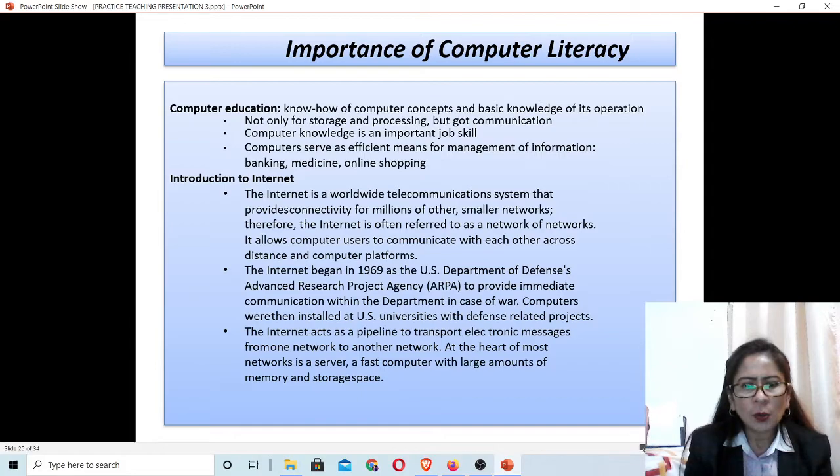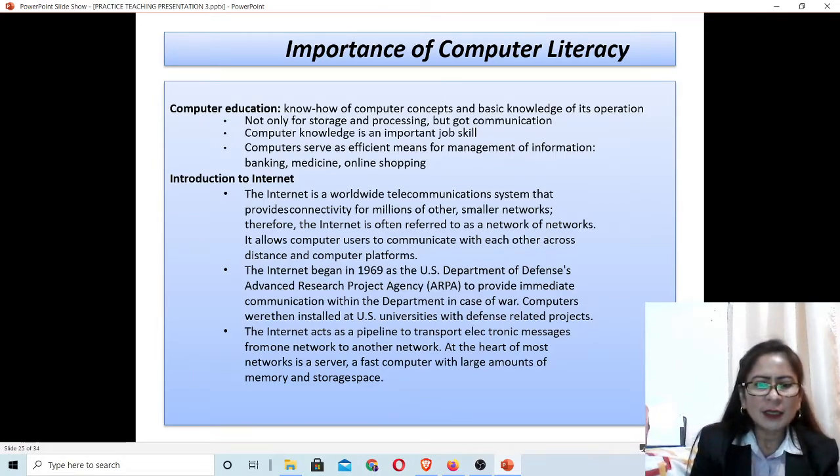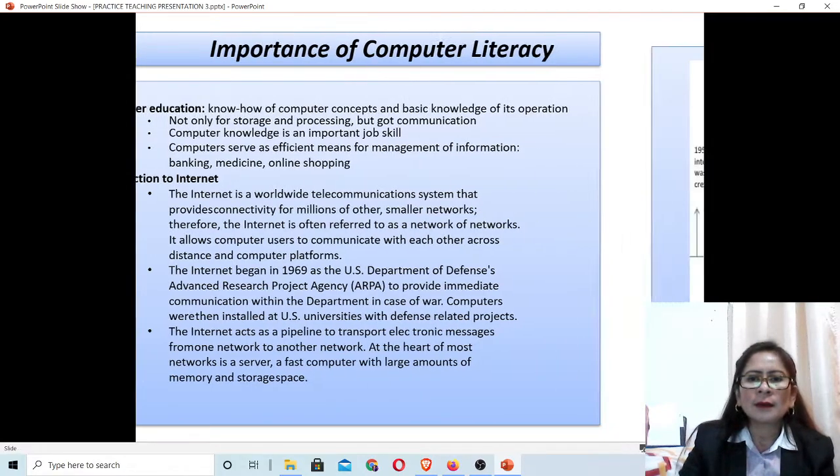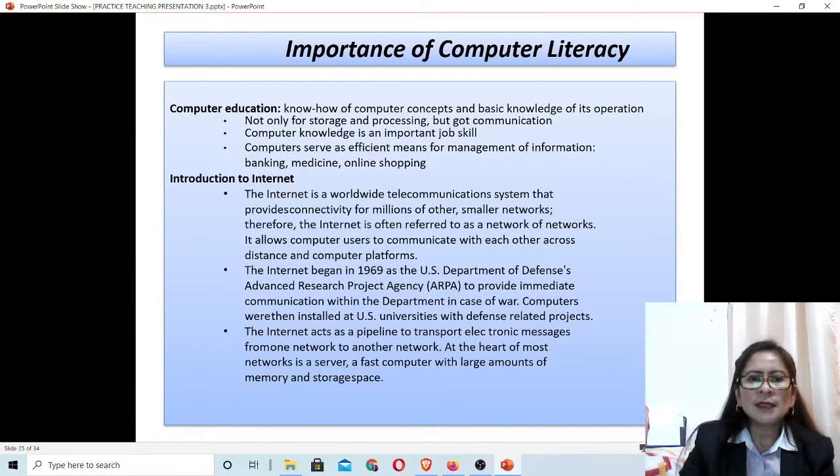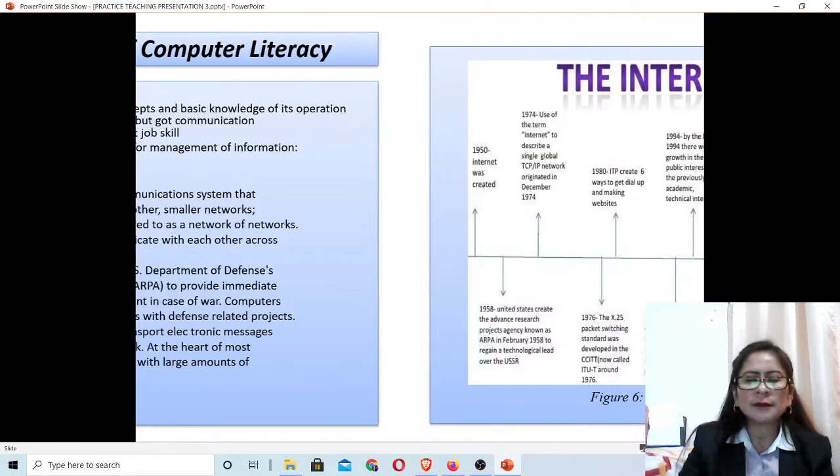Computers were installed at U.S. defense agencies or universities with defense-related projects. The Internet acts as a pipeline to transport electronic messages from one network to another network. At the heart of most networks is a server, a fast computer with large amounts of memory and storage space. This is the importance of computer literacy.